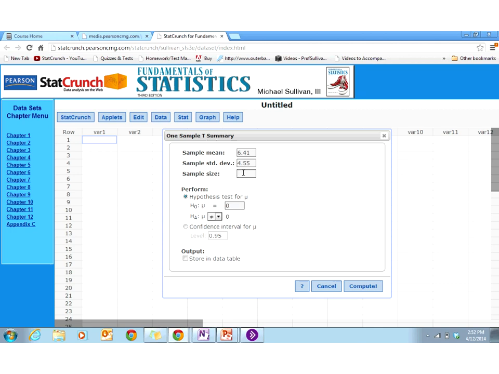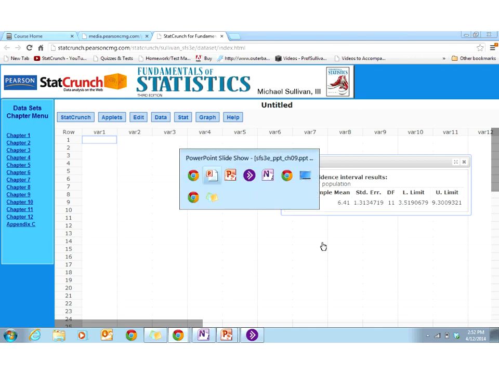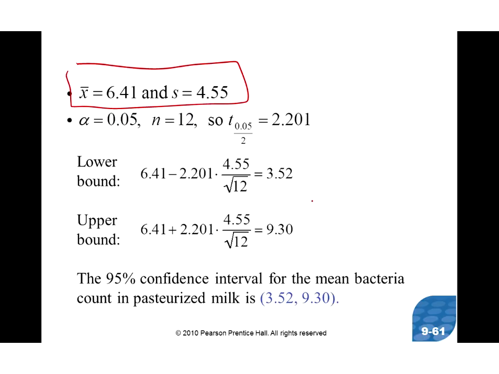And our sample size was 12. We're going to do a confidence level of 95%. Hit compute. And 3.519 is our lower limit, and 9.3 is our upper limit. And they rounded to 2 decimal places.